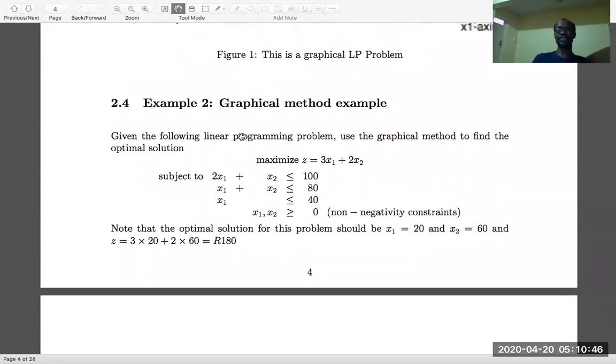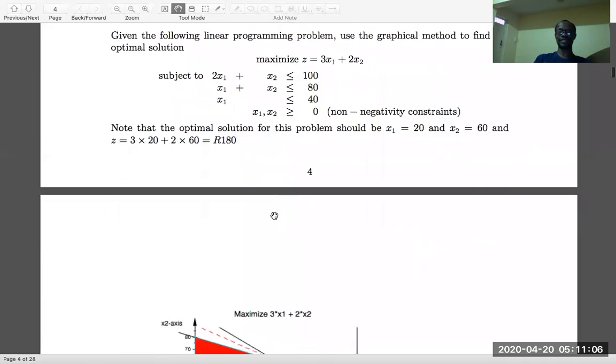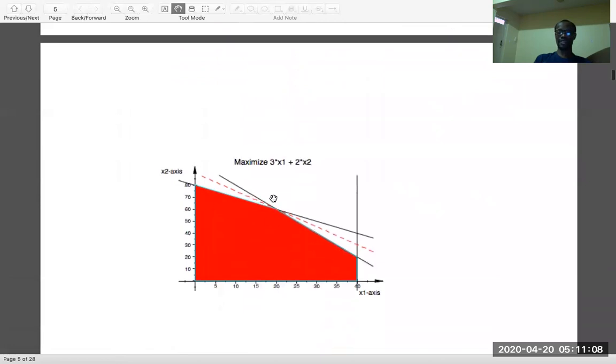Okay, so example 2, graphical method. In this one, you are not given a weighted problem, you are rather given a standard problem, and you need to be able to solve it. In this instance, we are maximizing z equals 3x1 plus 2x2 subject to this. So again, you plot this and you should get something like this.